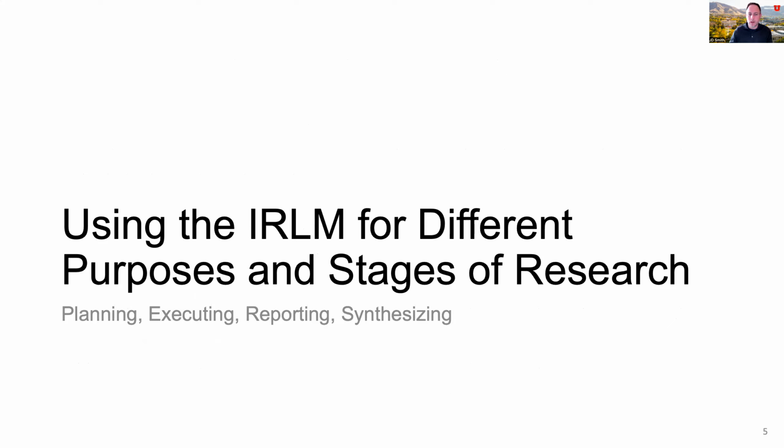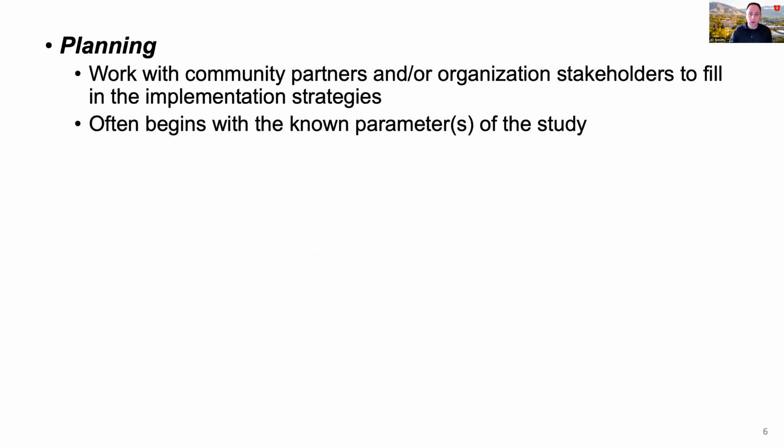So there are multiple things that you can do to use the implementation research logic model at different parts and stages of studies. These are gone into in detail in the paper that we published in 2020. But right now, I'm just going to give a very brief overview. So the implementation research logic model can be used when planning an implementation project. And this has probably been the most common use so far in the about year and a half that it's been published and available for consumption.